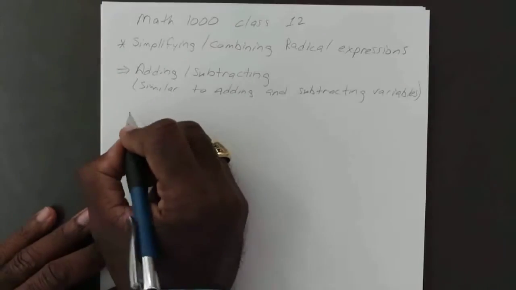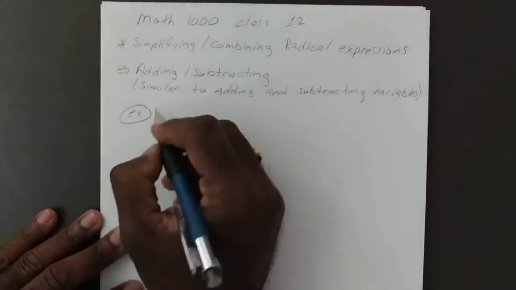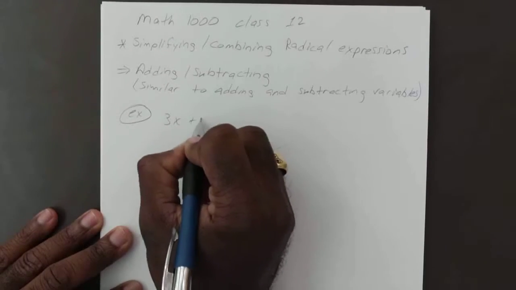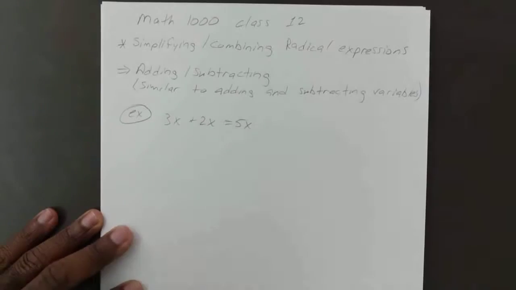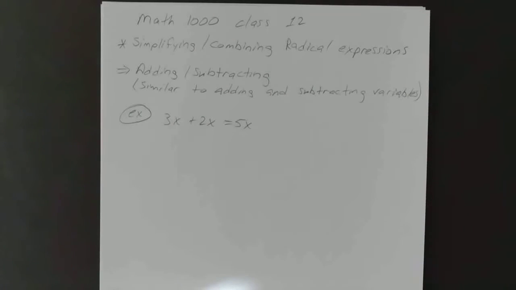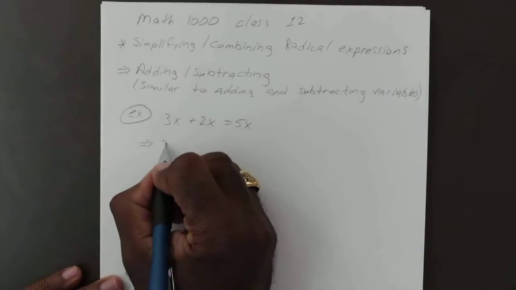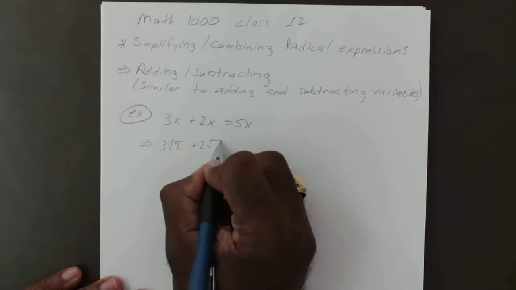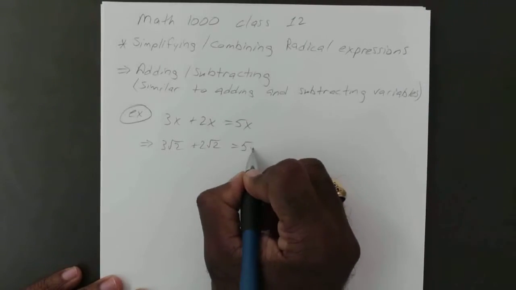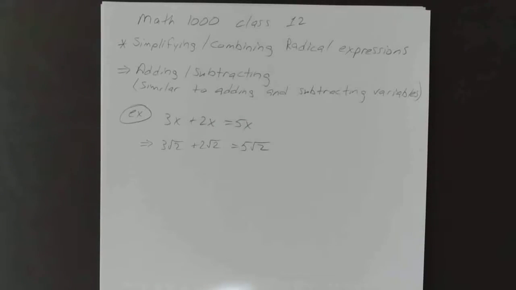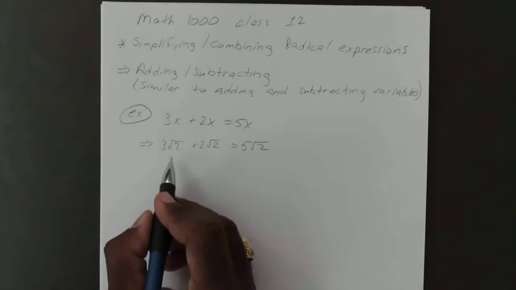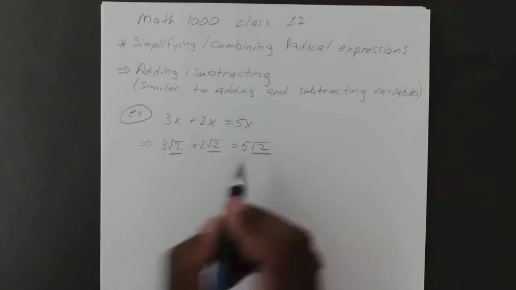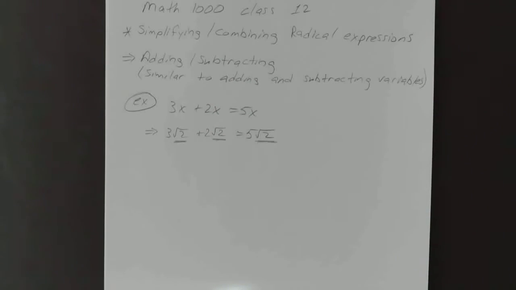Okay, so let's say, for example, if you have 3x plus 2x equals 5x. The only way you can add them together is if they're exactly the same. You couldn't do it if one was x squared and the other one was x. They would have to be the exact same variable. It's the same thing with radicals. So if you have 3 square root of 2 plus 2 square root of 2, that's just going to be 5 square root of 2. As long as the radical is exactly the same, you can combine them.